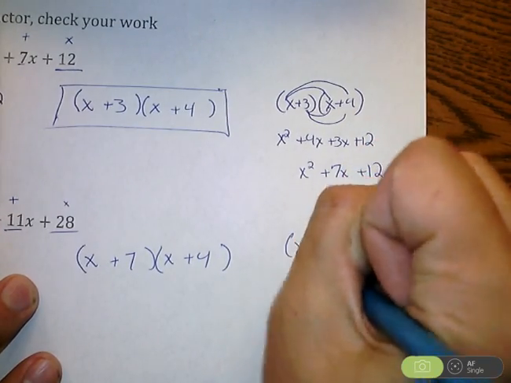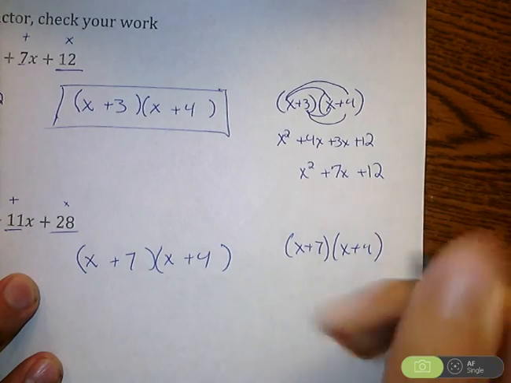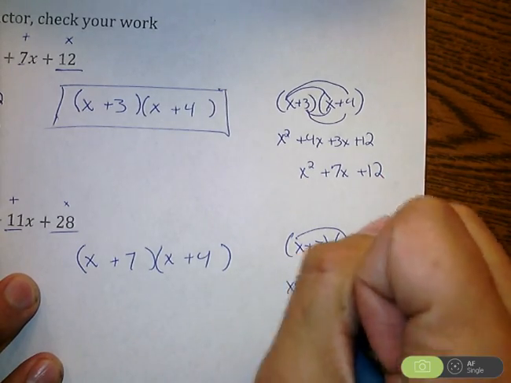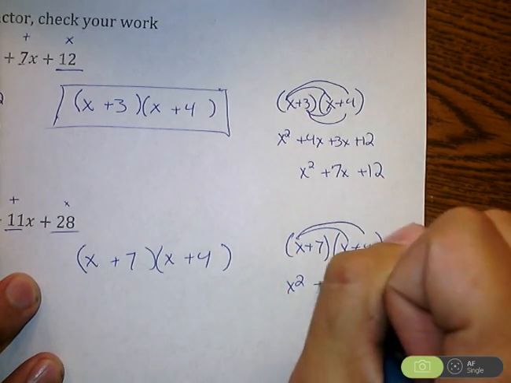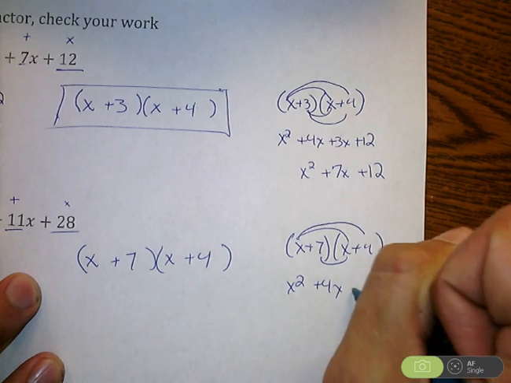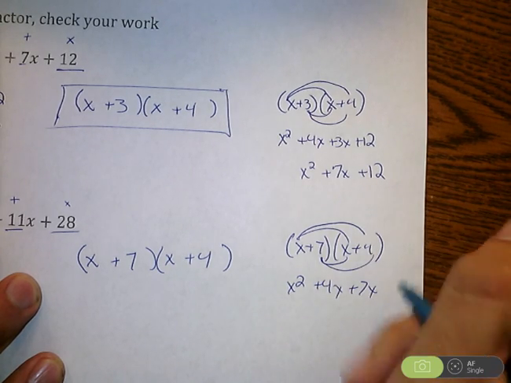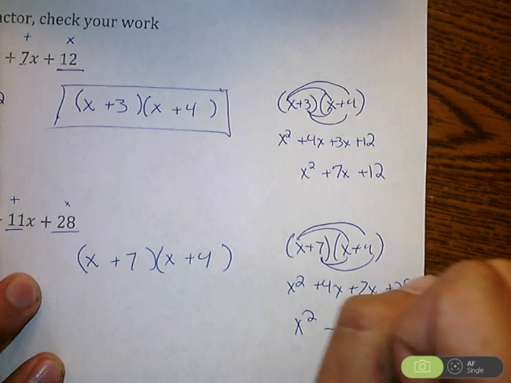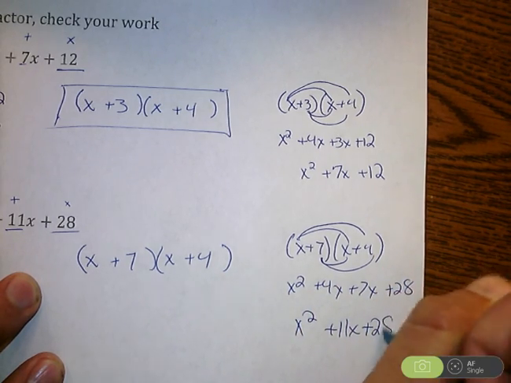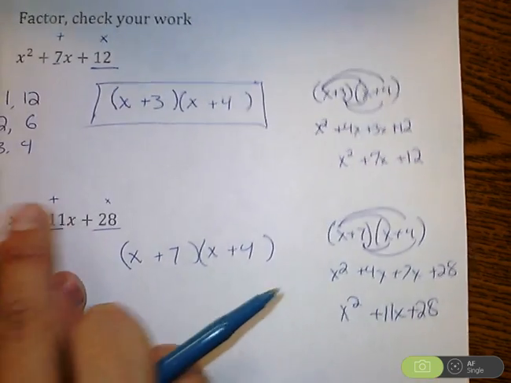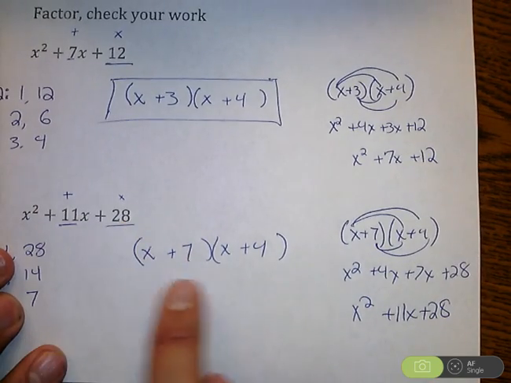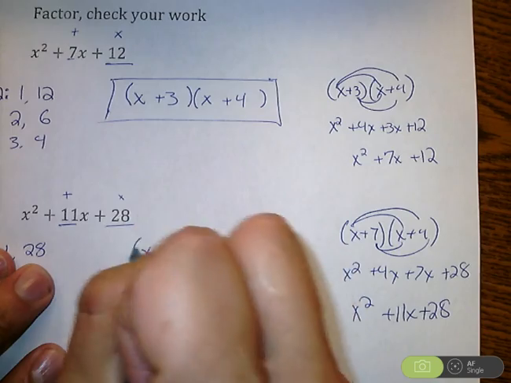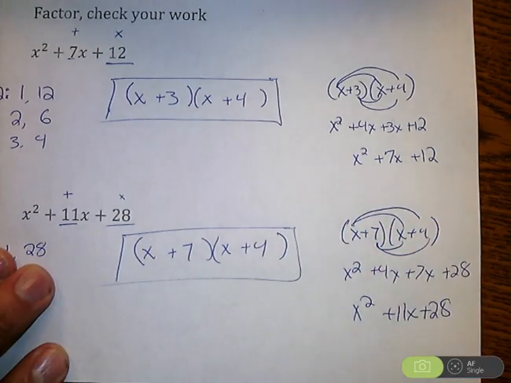So I have x plus 7 times x plus 4. So really quickly, we get x squared. X times 4 is 4x. 7x, 28. And when you combine like terms there, we get x squared plus 11x plus 28, which is the same as my original. That way I know x plus 7 and x plus 4 are my correct answers.